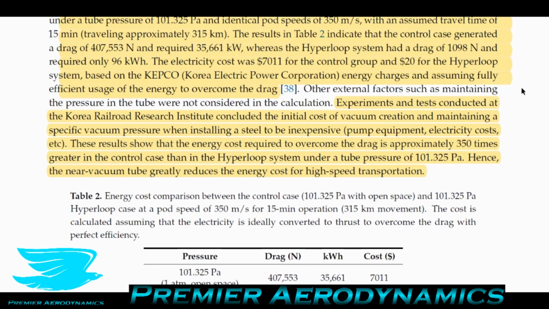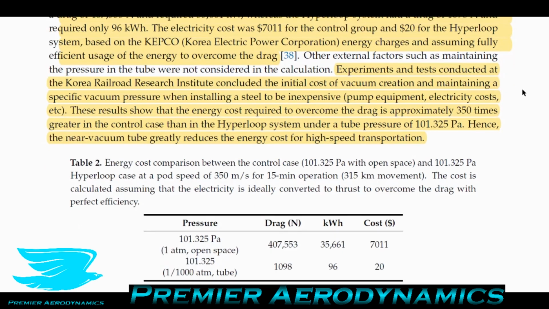So experiments and tests conducted at the Korean Railway Research Institute concluded the initial cost of vacuum creation and maintaining a specific vacuum pressure when installing a steel tube to be inexpensive. The results show that the energy cost required to overcome the drag is approximately 350 times greater in the control case than in the Hyperloop system under a tube pressure of 100 pascals.